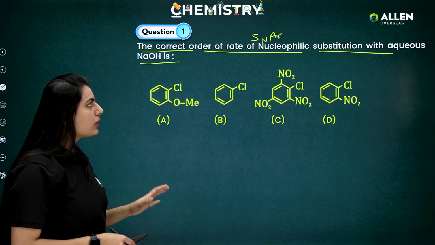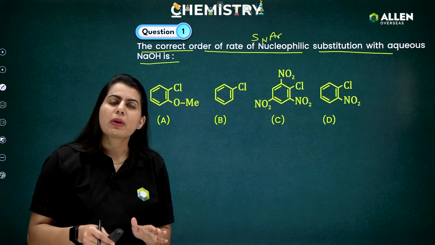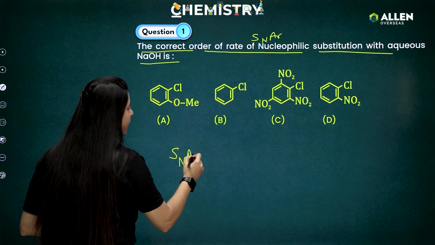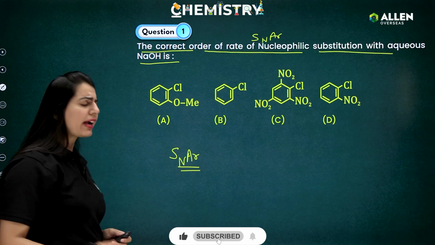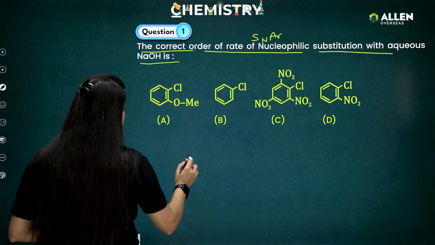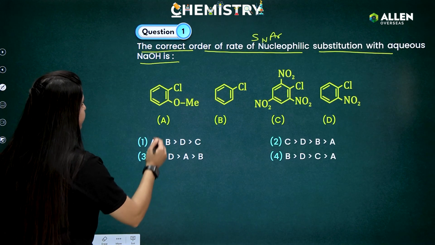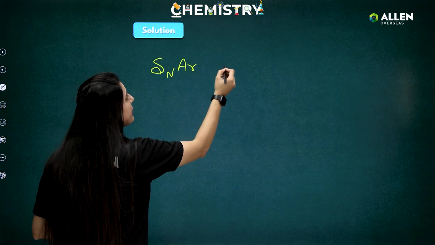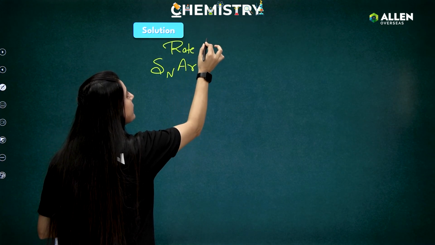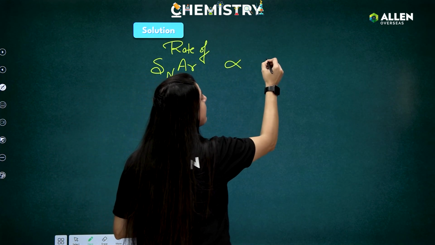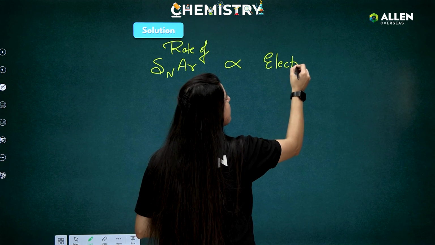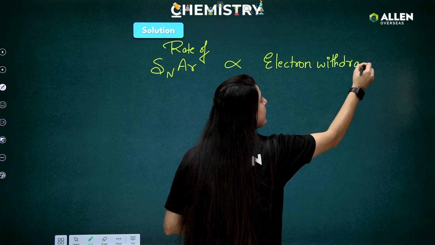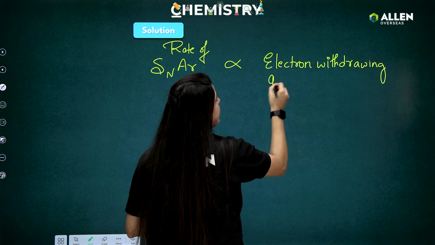Now, what are the factors on which SNAr depends? Let's quickly discuss that part. The factors which affect SNAr: the rate of SNAr depends on electron withdrawing groups. So the more electron withdrawing groups we keep, the more will be the rate of SNAr.